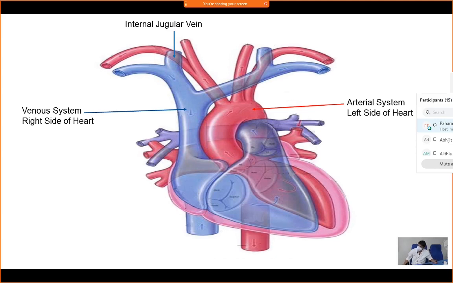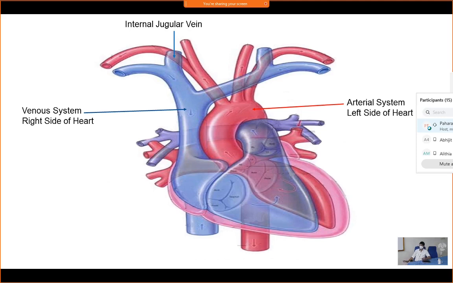So as we know, our heart can be divided into two compartments, the right and the left. The right is mostly designated for the venous system, and the left side of the heart is mostly the arterial system. So we receive the deoxygenated blood from the systemic circulation via the inferior and superior vena cava to the right atrium, then it goes to the right ventricle, and from the right ventricle through the pulmonary trunk it goes to the pulmonary circulation, and then it comes back to the left side of the heart, and from there it is pumped to the different parts of the body.